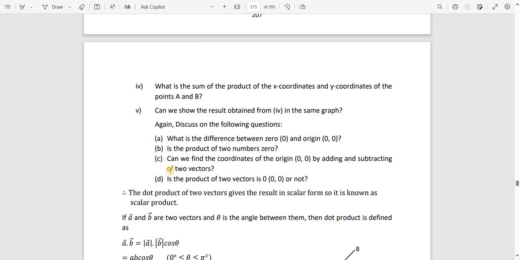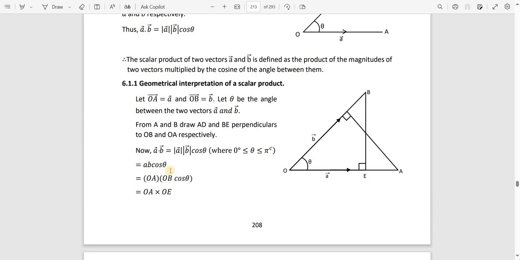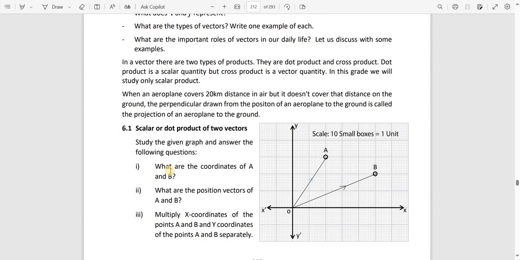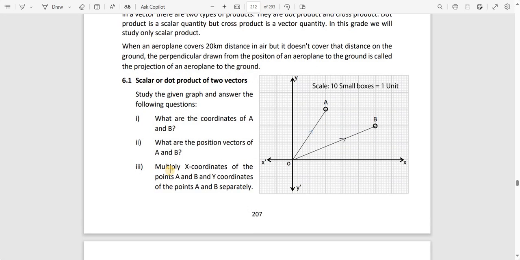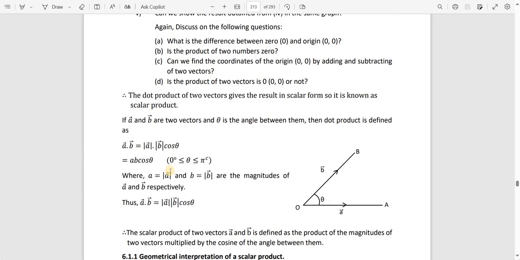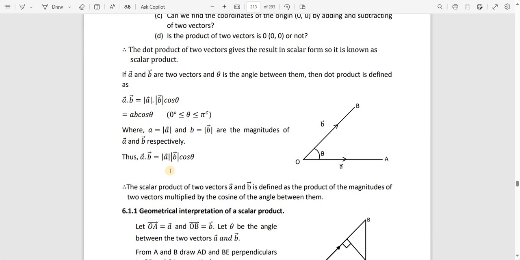So again, discuss the question. So these are all the questions. Now, geometrical interpretation of a scalar product. So we are mostly talking about scalar product. Even though two points are vectors, we take the scalar product as the multiplication of two vectors into cos theta.